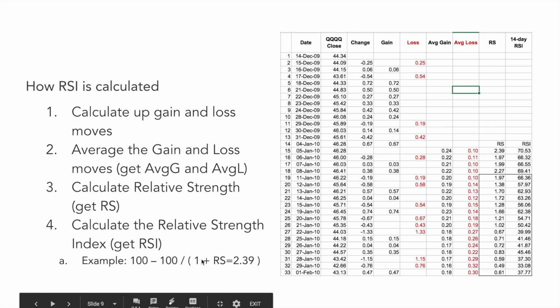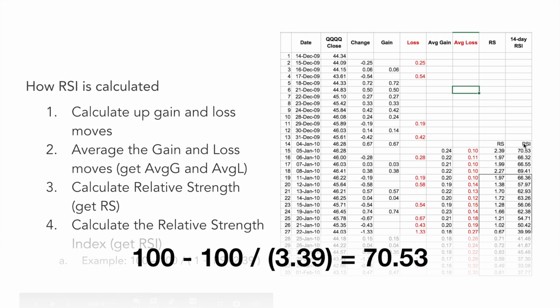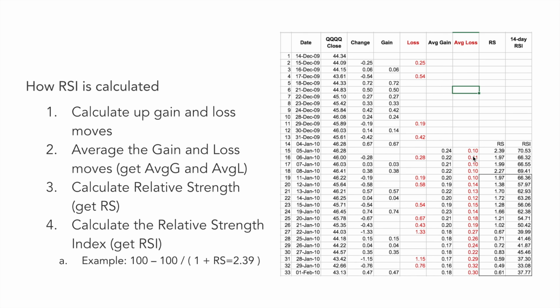So in this example, what you'll do is calculate 1 plus 2.39, and that'll give you a value of 3.39. Once you've done that, you take 100 and subtract it by another 100, and that'll give you a value of 0. Then you take 0 and divide it by 3.39, and that will give you your RSI value here. You do this for the rest of the days going forward, and then you'll be able to chart your RSI as you move forward through all the closing prices. And that's essentially how the RSI is calculated.